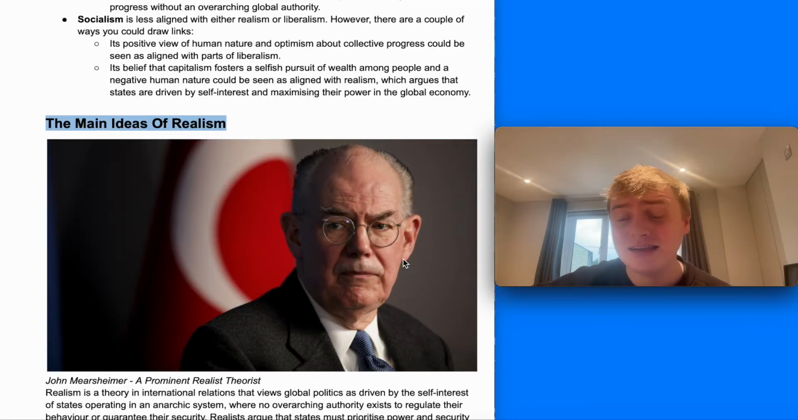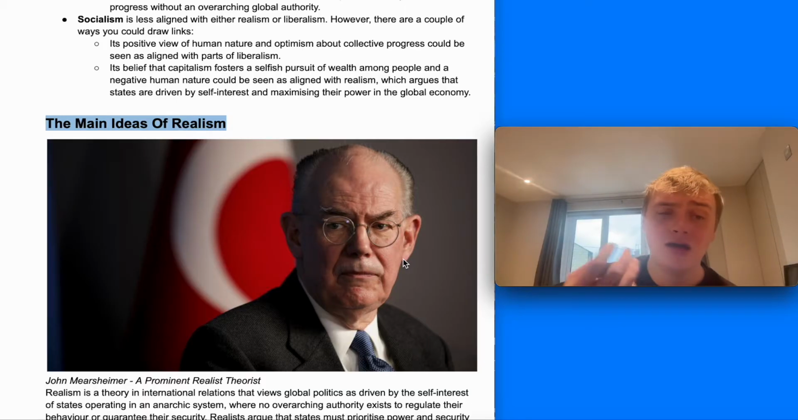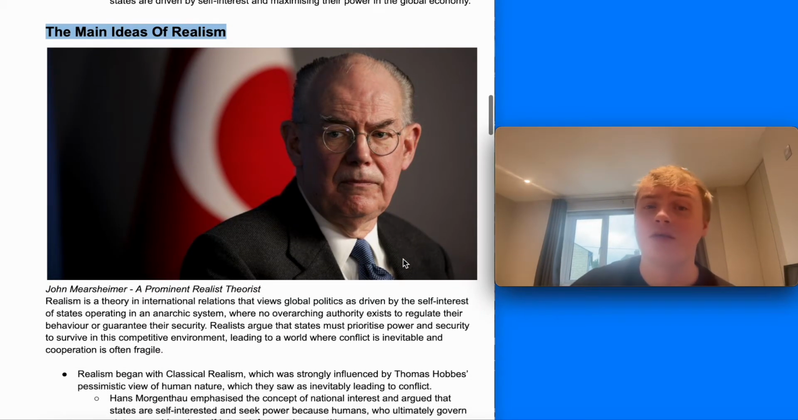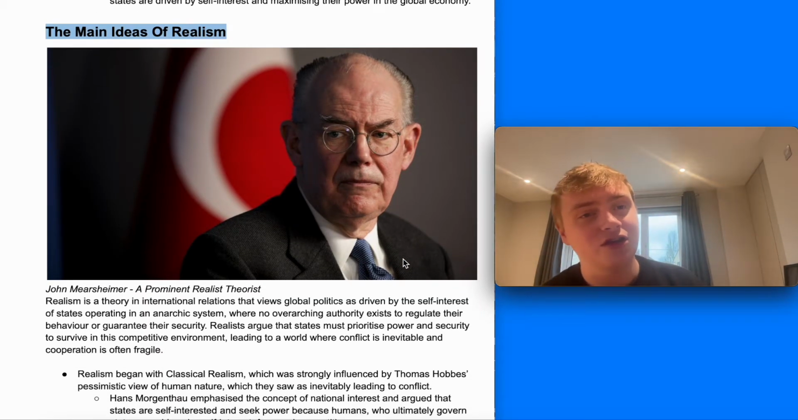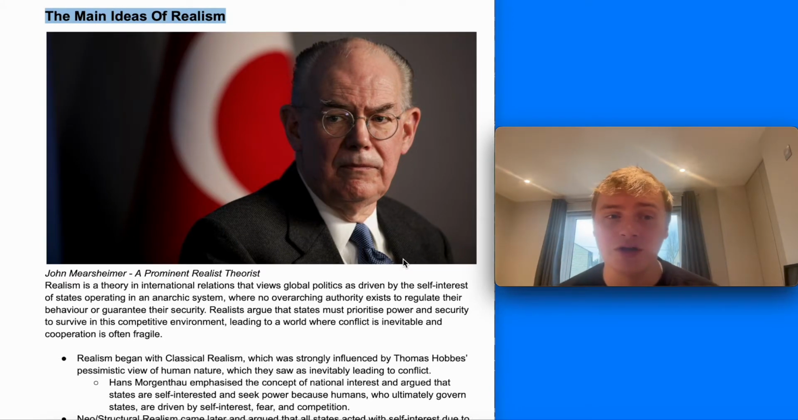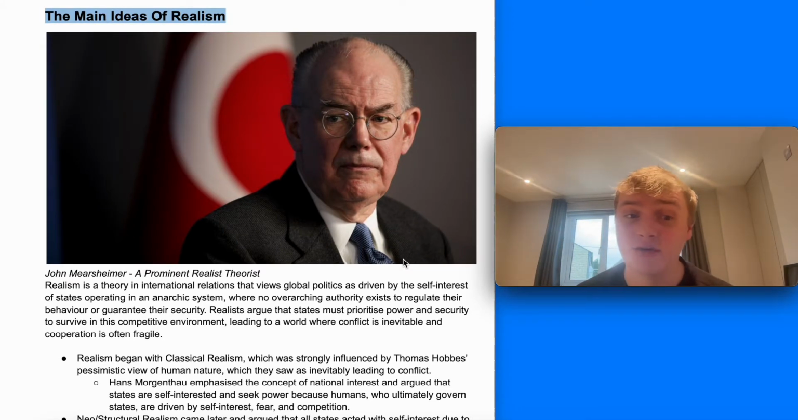So that's how you can use an introduction to the comparative theories and how you're supposed to make synoptic links at least once in that 12 marker in your essays. But let's move on now to having a look at the main ideas of realism. And this is John Mearsheimer here, who's a really prominent realist theorist.